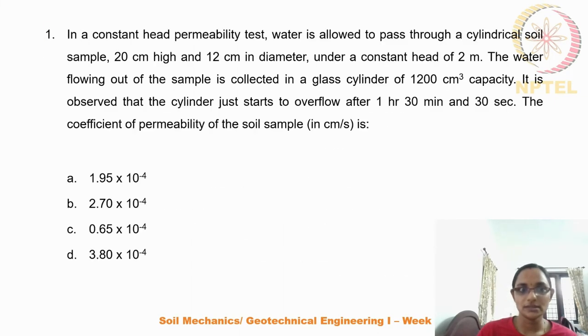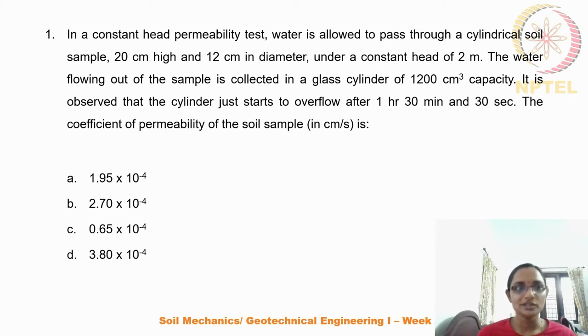So, the question was, we have conducted a constant head permeability test, and the soil sample is cylindrical in nature with a total height of 20 centimeter and diameter of 12 centimeter. The constant head maintained for the test was 2 meter. That's why this particular permeability test is called constant head permeability test. In the falling head permeability test, we don't keep the head as constant. So here the constant head is 2 meter.